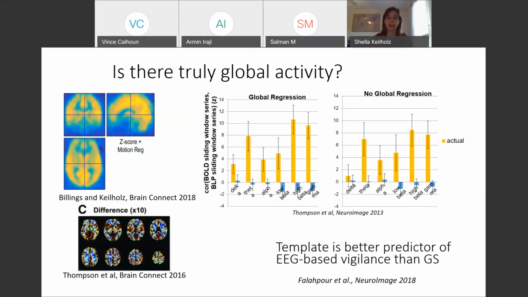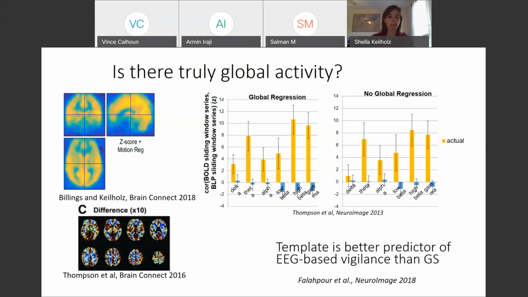Now, global activity is really quite a rabbit hole, and I'm not going to go too far down it. But I want to show you some of the data that is making me skeptical about whether there's really global activity. I'm not convinced that there's not, but I am wondering if there really is, or if we're just looking at these contributions from widespread networks.